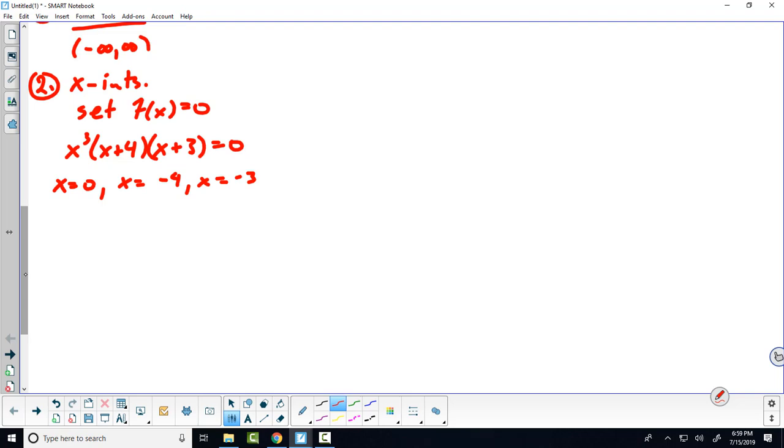Now let's go ahead and find any y-intercepts. We've actually already done the work for the y-intercepts. We've got a y-intercept of the ordered pair (0, 0). But again, how do you find y-intercepts? By evaluating the function at 0, by plugging a 0 into the function.